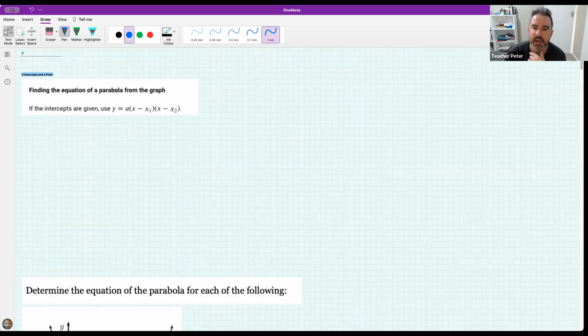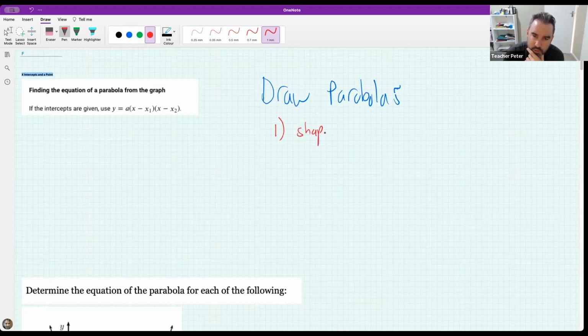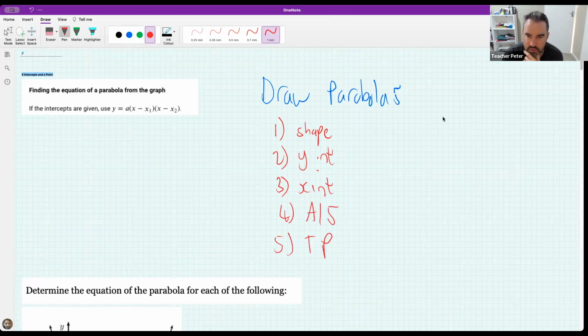What we did was we learned how to draw parabolas. So in the last lesson, we learned how to draw parabolas, and there were 5 steps. Step 1 was the shape. Step 2 was the y-intercept. Step 3 was the x-intercept. Step 4 was the axis of symmetry. Step 5 was the turning point. So that is what we spent our time talking about in the last lesson.